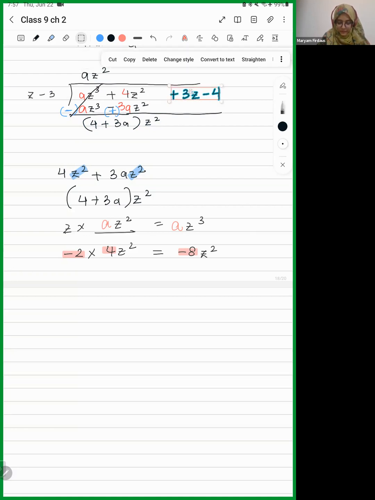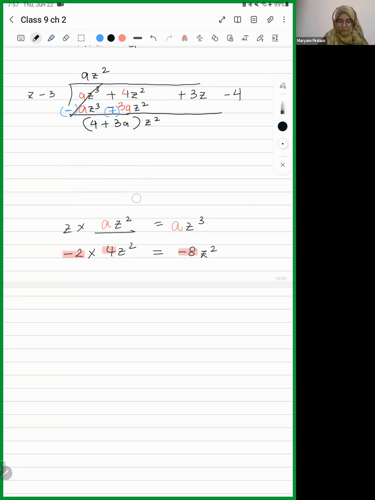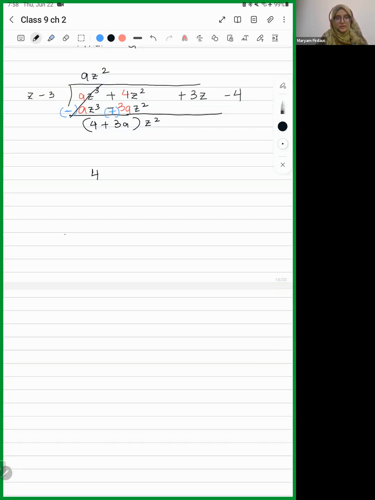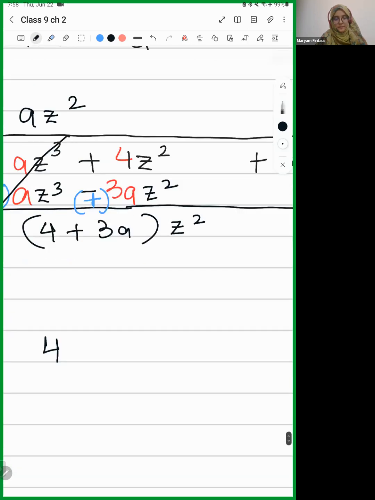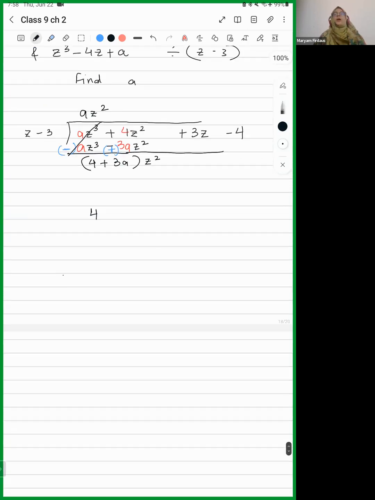Ma'am, can't we write in another way? Do you have to write it as 4 plus 3a into z square? Other way मतलब what way? Ma'am, subtract 3, 4 and 3. अच्छा, tell me one thing. ये 4 है. First of all, subtract नहीं होगा. Why? Because it is 4 plus. We change the sign, remember? Yes, ma'am. So it won't be subtracted. First of all, it will be plus.